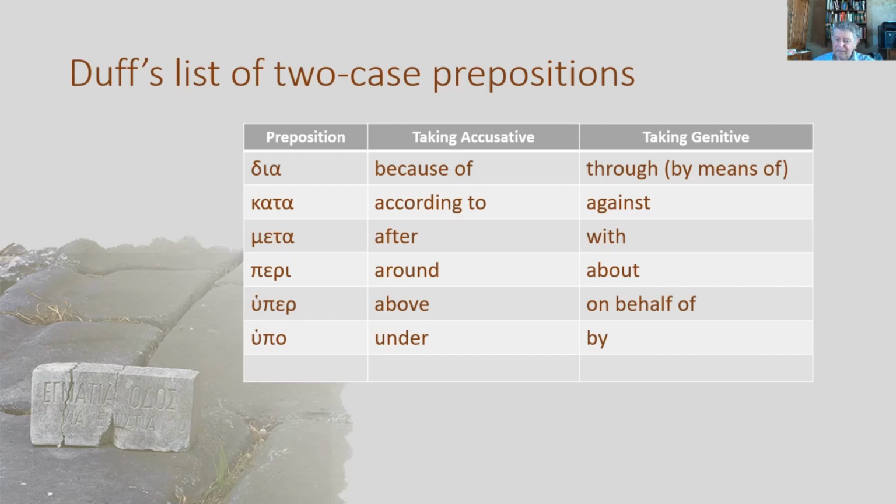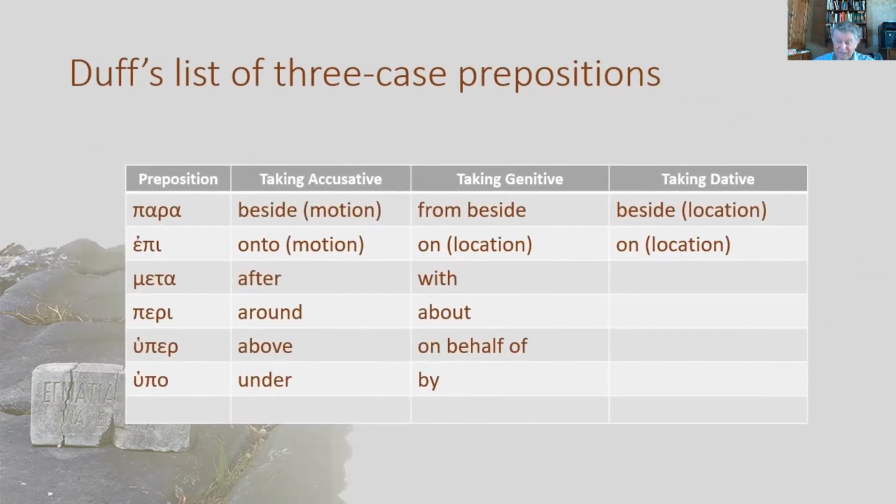Now, it is fairly logical, and you may be expecting this, since we've had some prepositions that take just one case, and these prepositions that take two cases. There are some, you've guessed it, that take three cases. There's only two here in the list. The others are the two case ones. I'm not quite sure why I stuck those in a second time. But you've got two, para and epi.